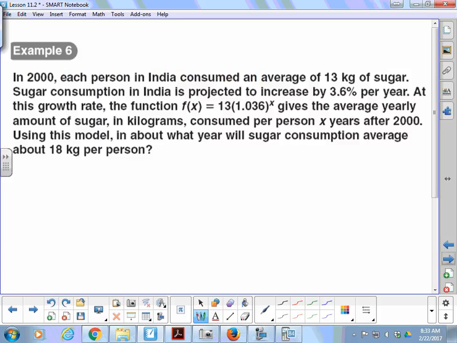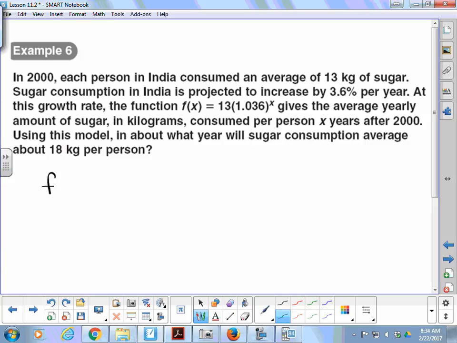All right, last thing. Here's an application problem. In 2000, each person in India consumed an average of 13 kilograms of sugar. Sugar consumption in India is projected to increase by 3.6% per year. At this growth rate, the function 13 times 1.036 to the power of x gives the average yearly amount of sugar in kilograms consumed per person x years after 2000. Using this model, in about what year will sugar consumption average about 18 kilograms per person?